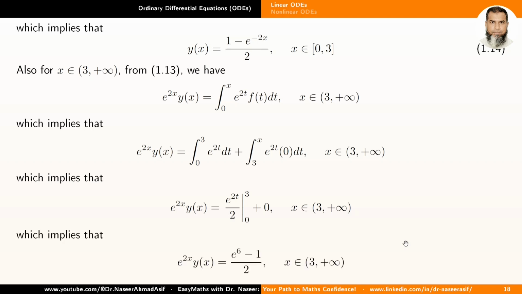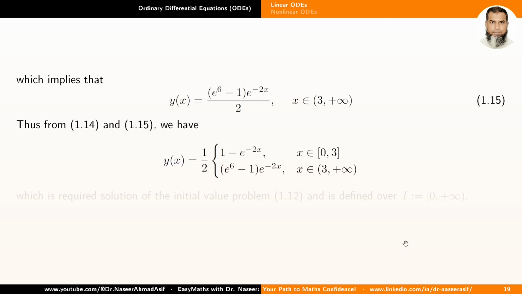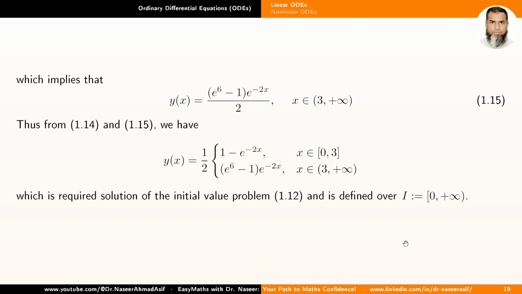So exponential 2x into y of x is equal to exponential 6 minus 1 over 2, where x belongs to 3 to plus infinity open interval. So y of x is equal to exponential 6 minus 1 into exponential minus 2x over 2. Thus from equations 1.14 and 1.15, we have y of x is equal to 1 by 2 into 1 minus exponential minus 2x, where x belongs to 0 to 3 closed interval, and y of x is equal to 1 by 2 into exponential 6 minus 1 into exponential of minus 2x, where x belongs to 3 to plus infinity open interval, which is the required solution of the initial value problem 1.12 and is defined over I is equal to 0 to plus infinity closed interval.